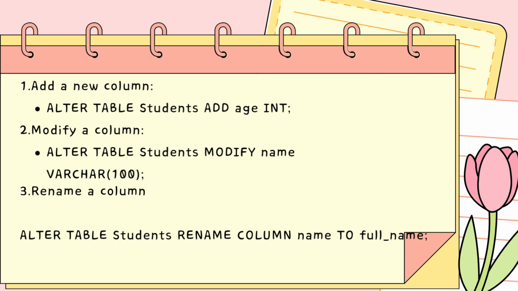2. Modify a column. Now, let's say the name column was created with only 50 characters, but we realize we need more space. We can modify it like this: alter table students modify name varchar(100). This increases the column size to 100 characters.